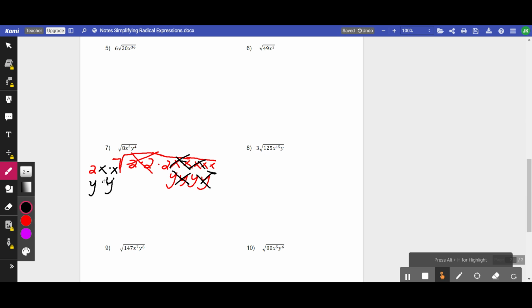And then you can write this the best way here. So you have your 2 outside, and then this is x times x, so that'd be x squared outside then. And then the same thing with the y's, because you have y times y. So that'd be y squared. And then the only thing you have left inside, you have one of these 2's and then an x.